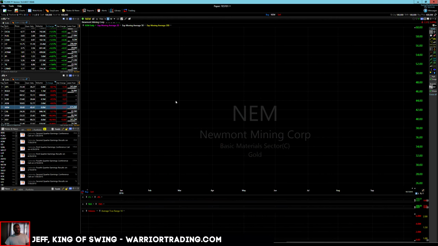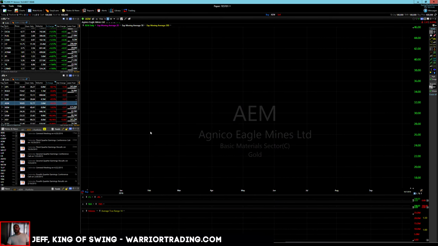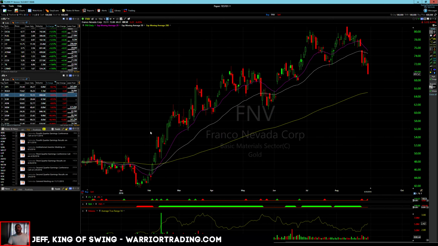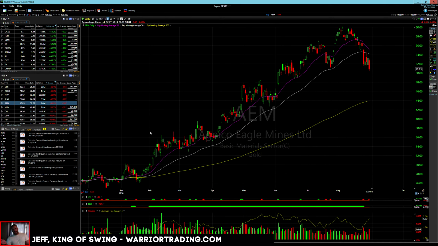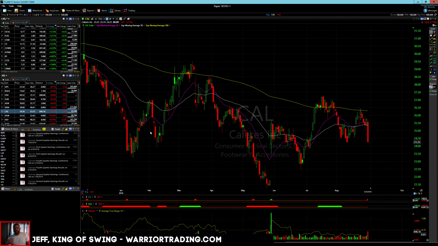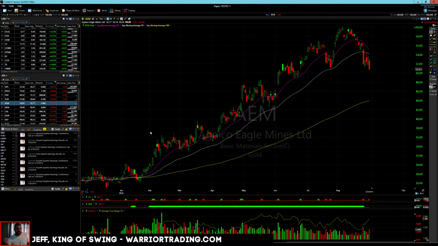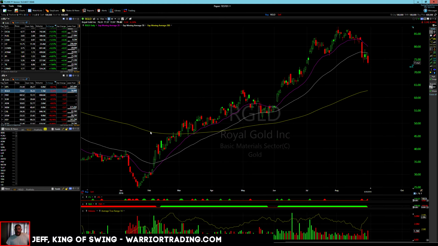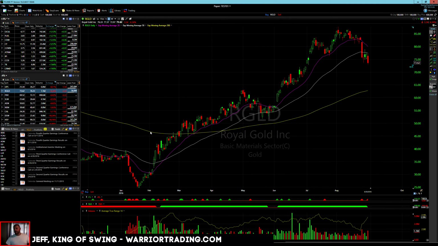AEM, another example. NEM. I mean, look, all these charts are almost identical. Right? So how do you pick one when they're all doing the same thing? These are all individual companies. These aren't ETFs. These are companies, right? These are people, with boards and employees and earnings and everything else, but they're not acting independent of anything but the gold and silver prices.